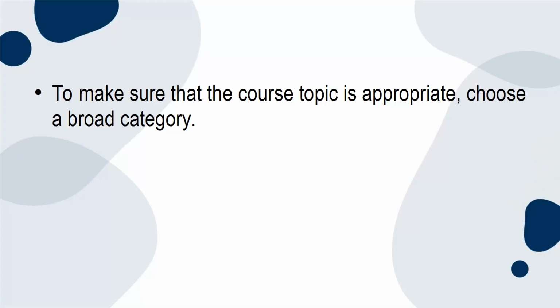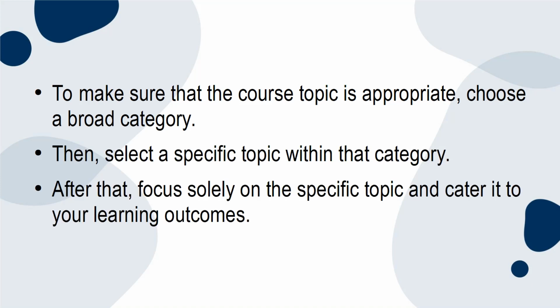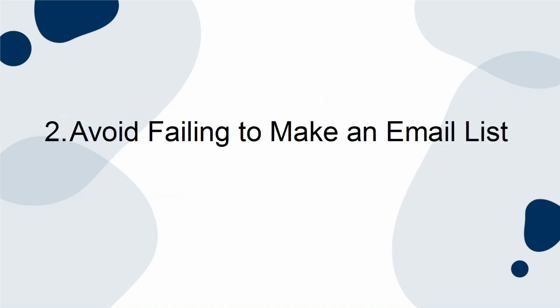To make sure that your course topic is appropriate, choose a broad category. Then, select a specific topic within that category. After that, focus solely on the specific topic and cater it to your learning outcomes. The second thing to avoid when launching an online course is failing to make an email list.